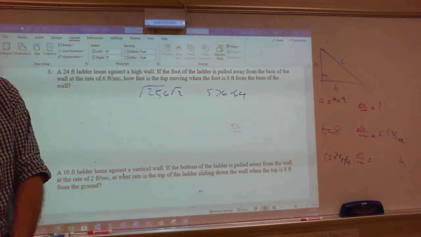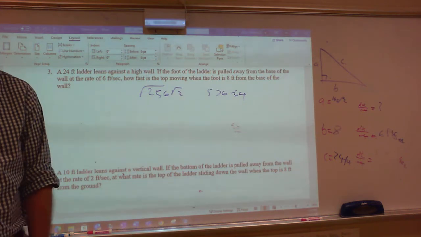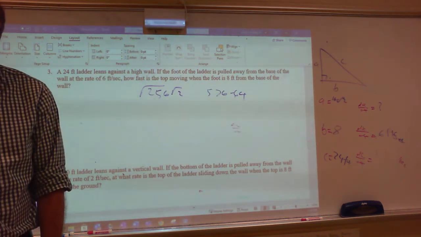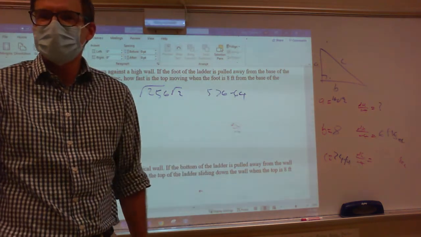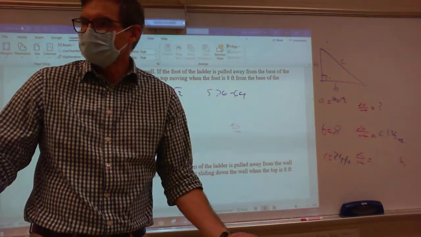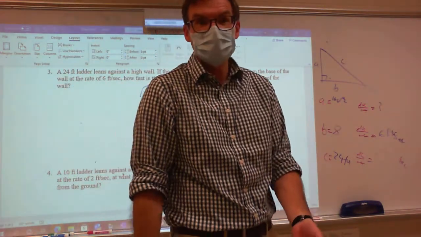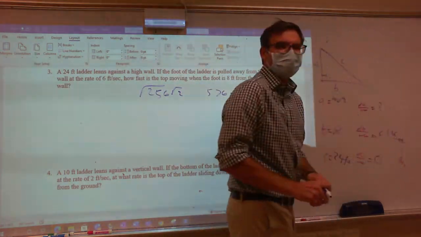We're missing dC/dt. They didn't tell us. Or did they? 0. Why? Because the top of it isn't moving. It's a ladder. It doesn't change size. Does the ladder change in length? No. Everybody okay? A ladder is not getting bigger or smaller. So what's its rate of change? 0.